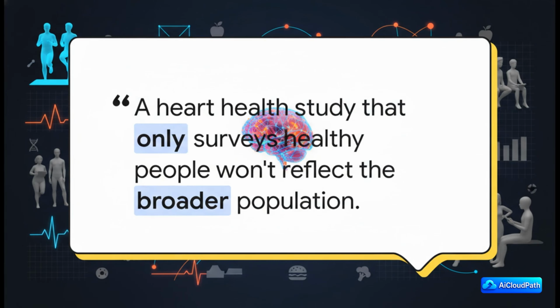Think about it like this. Let's say you're building an AI to predict heart disease. Sounds great, right? But what if you only train it on data from marathon runners? Well, that AI is going to be an expert on marathon runners' hearts, but it's going to be clueless about the risks for the rest of us. It's missing all this crucial info about different diets, lifestyles, genetics, you name it.